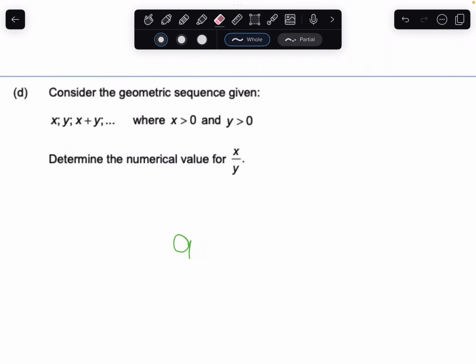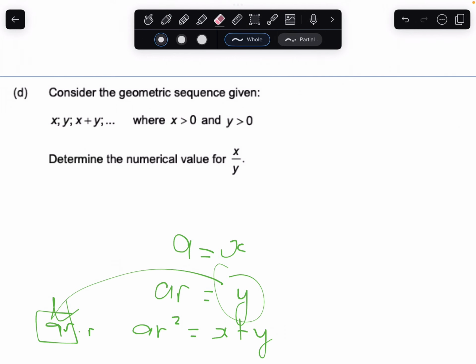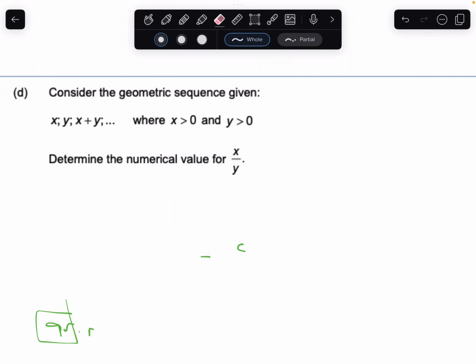a is equal to x, and then a times r is equal to y, and then ar squared is equal to x plus y. That is a lot of variables. Unless, okay, you could do some clever things like subbing: this is ar times r, so I can sub in this y over there, and then it's just yr is equal to x plus y. But yeah, I'm not feeling that, because I'm not bringing r into the chat unless incredibly necessary.